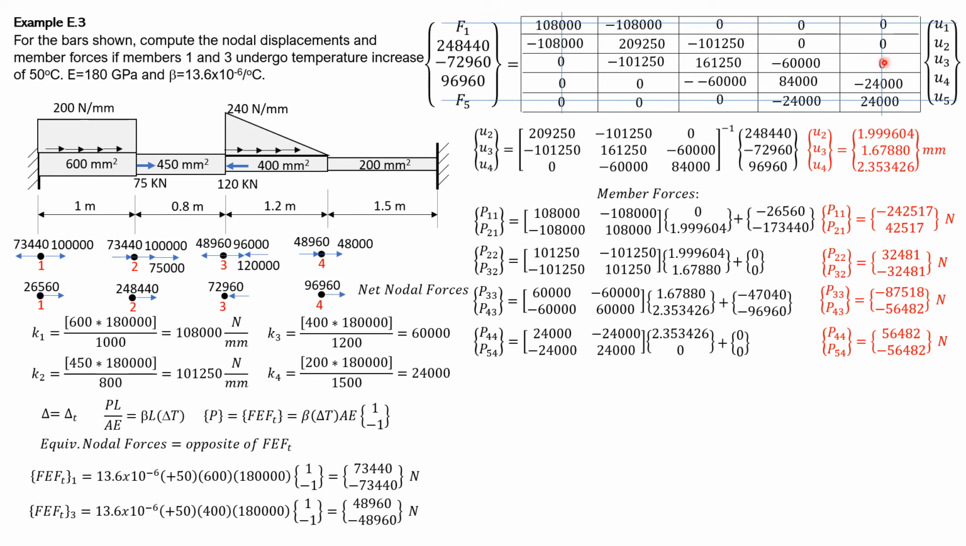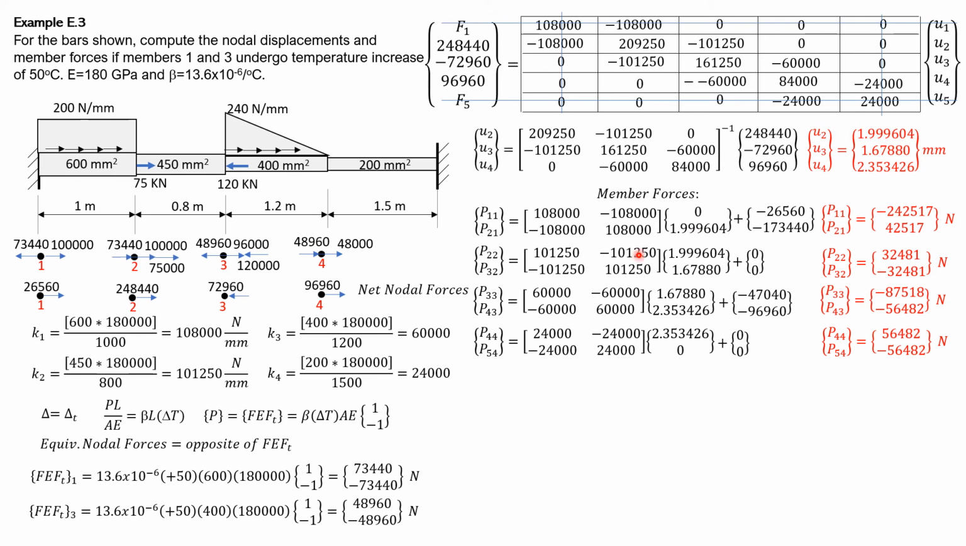So this is equal to the inverse of this reduced 3 by 3 matrix times this force matrix here. So U2, U3, U4 is equal to this matrix's inverse, which you can get by your calculator, times this column matrix of the forces. Using your calculator, you'll get U2, U3, U4 equal to 1.999604, 1.67880, and 2.353426 mm.